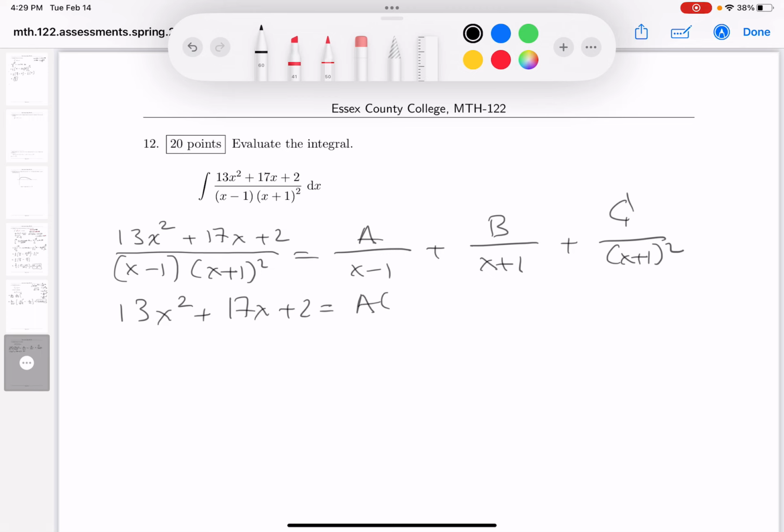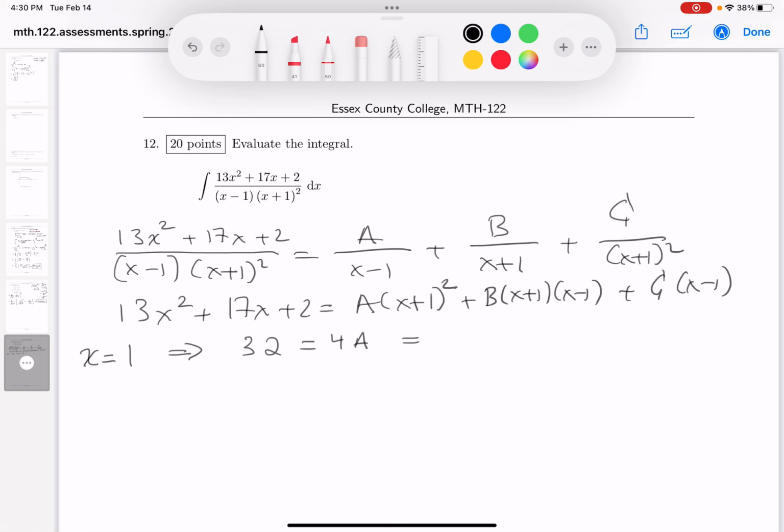And you get a(x+1)^2 + b(x+1)(x-1) + c(x-1). Well, the first number we're going to pick is actually x equals 1. All right, let's go for that. And that would give me 13 and 17, so I get 32. And what do you get there? You get 4a. And the terms involving b and c disappear. So now I know what a is. A is 8. All right?